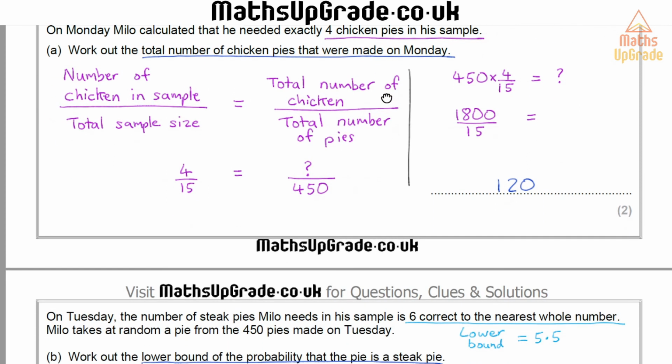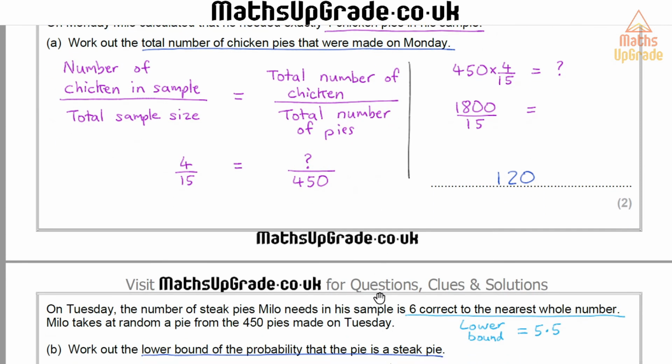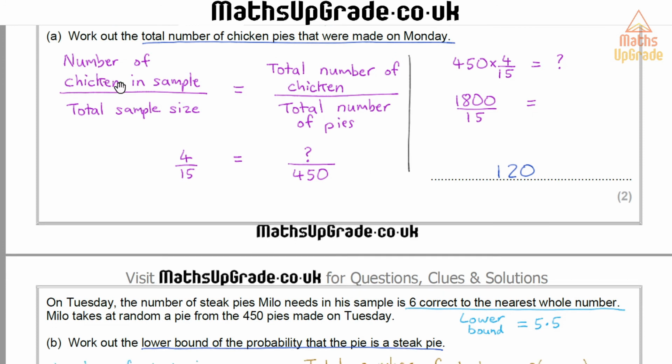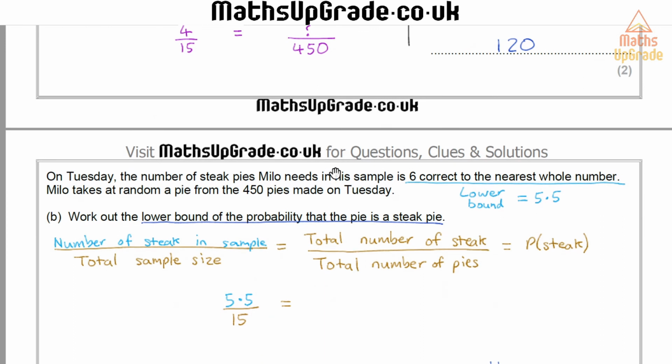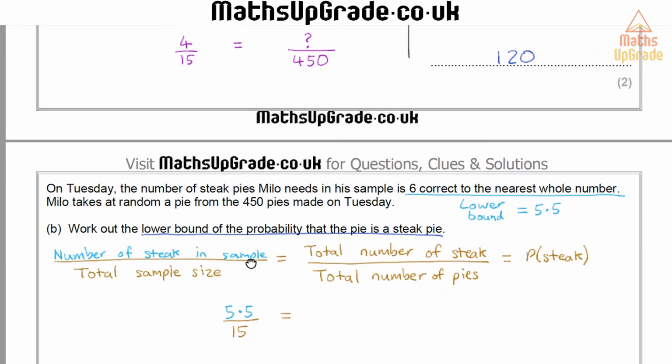Well, that's also going to be true for part B. So what we're going to do is replace chicken here with steak. So the number of steak in the sample divided by the total sample size is equal to the total number of steak divided by the total number of pies. Now, we're told that the number of steak in the sample is 6 to the nearest whole number.